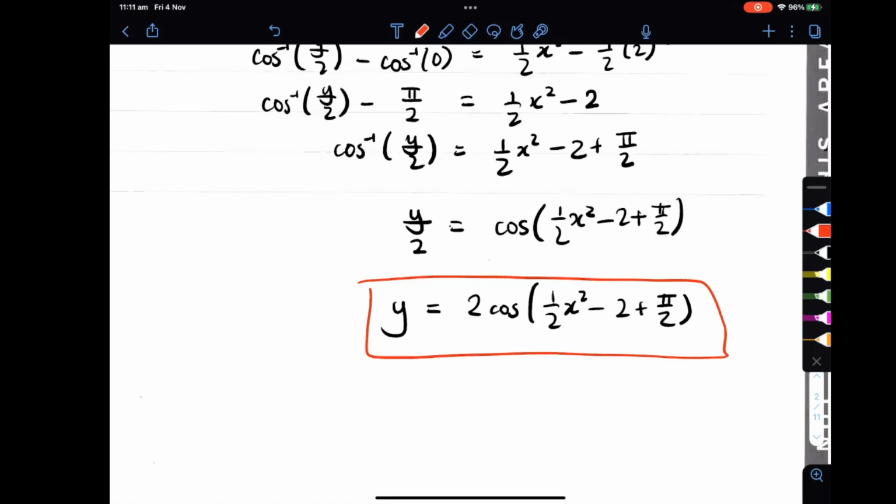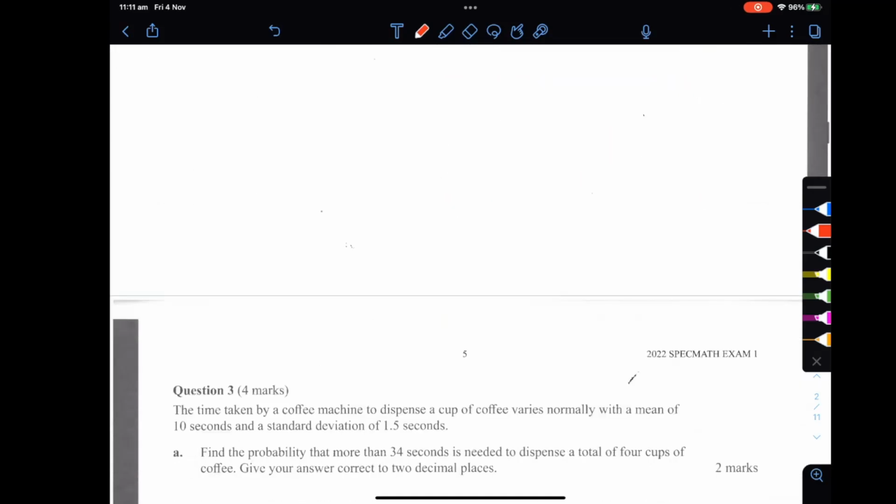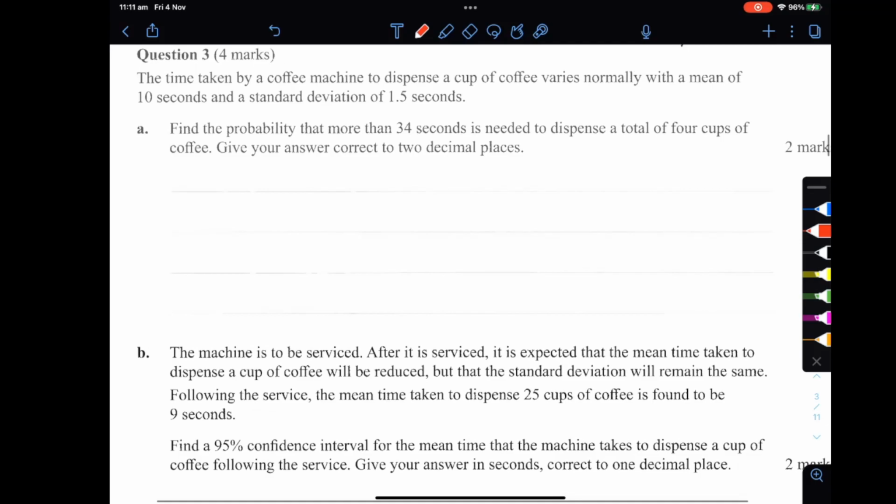Okay, so that's that question there. Question 3, another stats question.